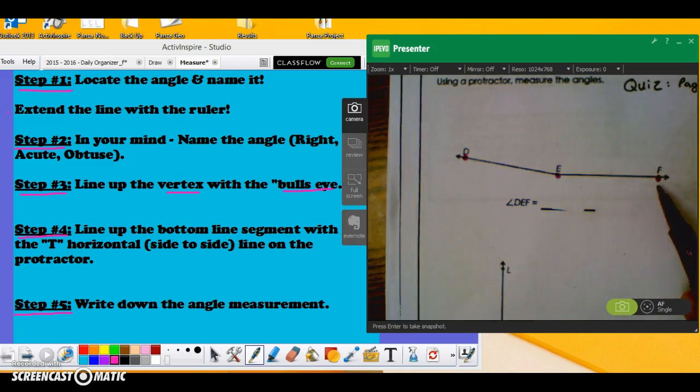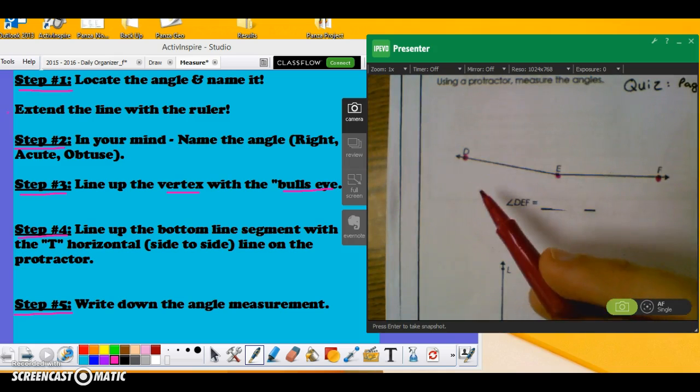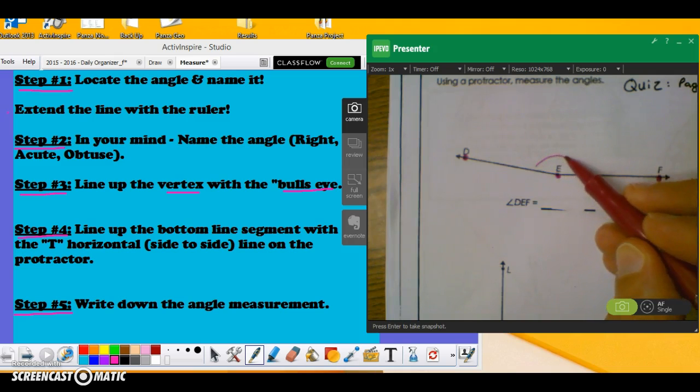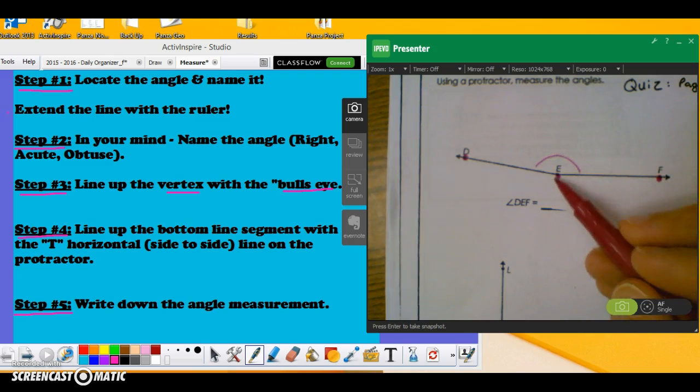You can also call this angle, angle FED. And we know that the angle we're trying to measure right here is the space right in between, or this one dot, this one point. This point is extremely important for a couple of reasons.